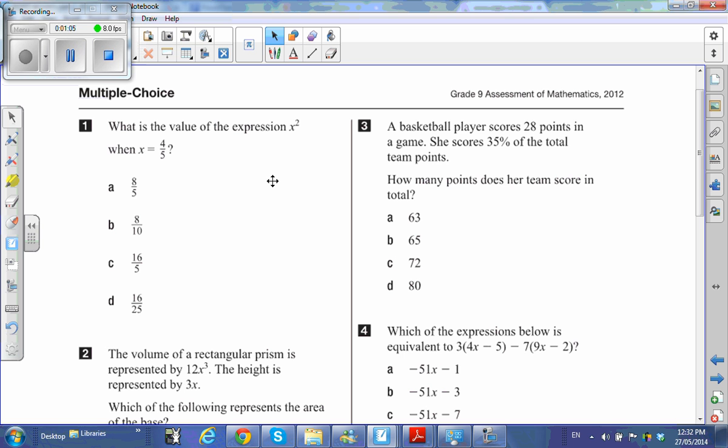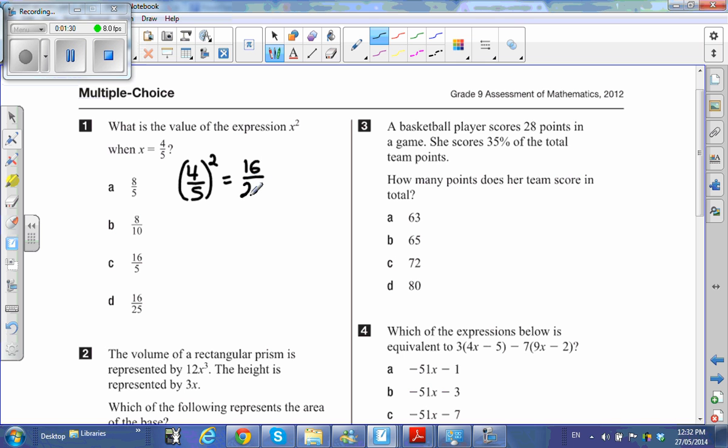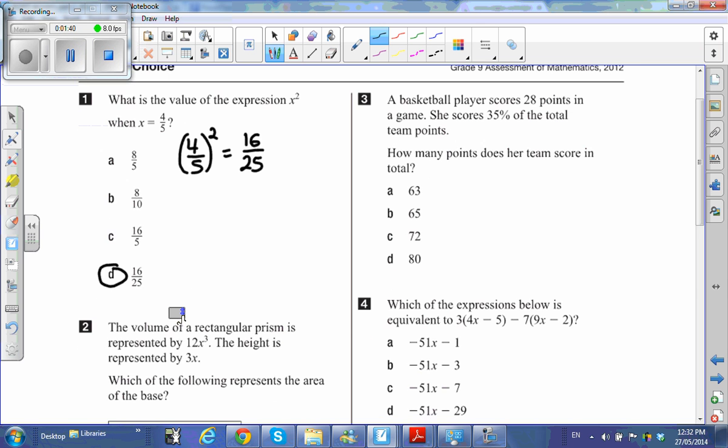So in the first one, what is the value of x squared when x equals 4 over 5? So I'm going to write 4 over 5 squared. And of course, they're going to have most of the answers that we might make mistakes with. So I could see somebody going 4 times 2, but this is 4 squared, which is 4 times 4, 16, and 5 times 5, 25. So there's our 16 over 25. Now you'd go on the bubble sheet and actually fill in the letter D. Okay, number 2.